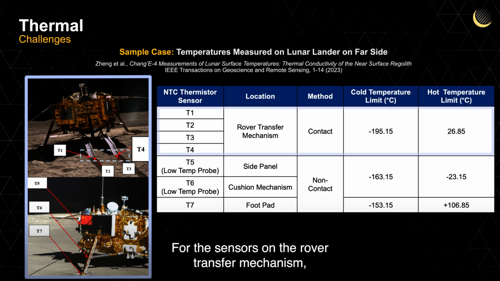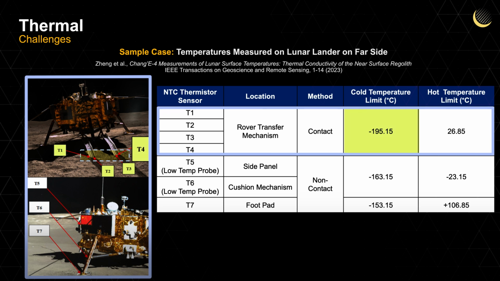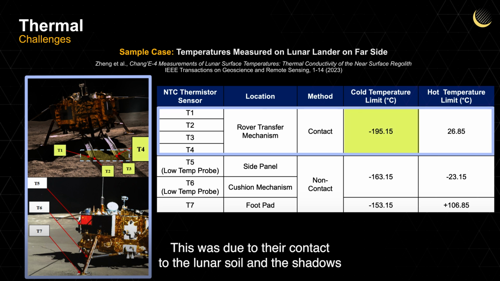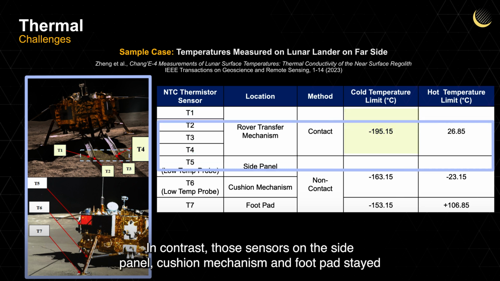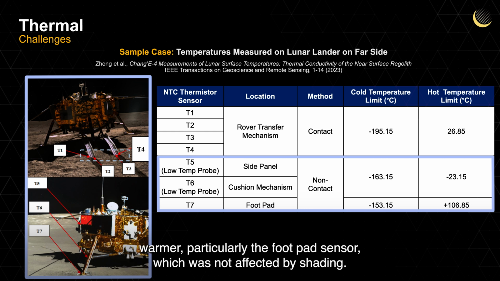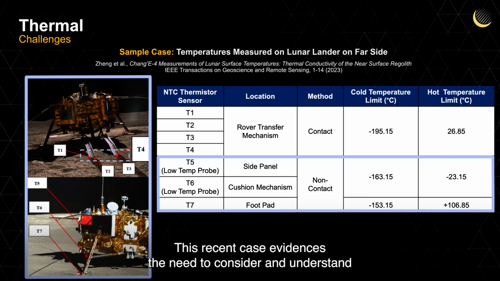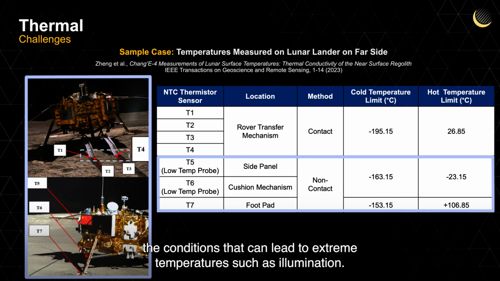For the sensors on the rover transfer mechanism, the recorded temperature was as low as 78 Kelvin, or minus 195 degrees centigrade. This was due to their contact to the lunar soil and the shadows induced by the transfer mechanism and lander. In contrast, those sensors on the side panel, cushion mechanism, and footpad stayed warmer, particularly the footpad sensor, which was not affected by shading. This recent case evidences the need to consider and understand the thermophysical properties of hardware and regolith, as well as the conditions that can lead to extreme temperatures, such as illumination.